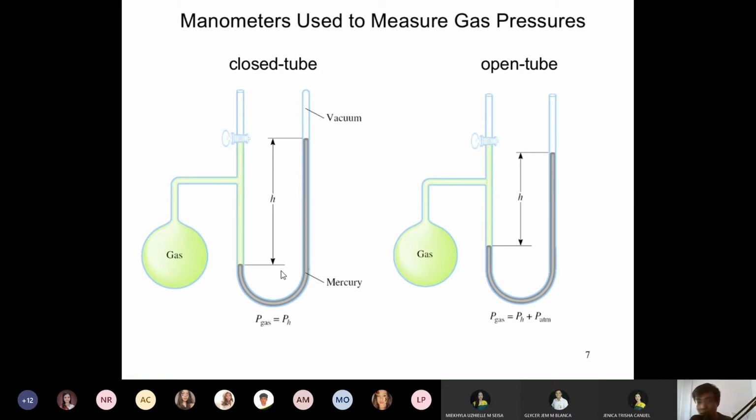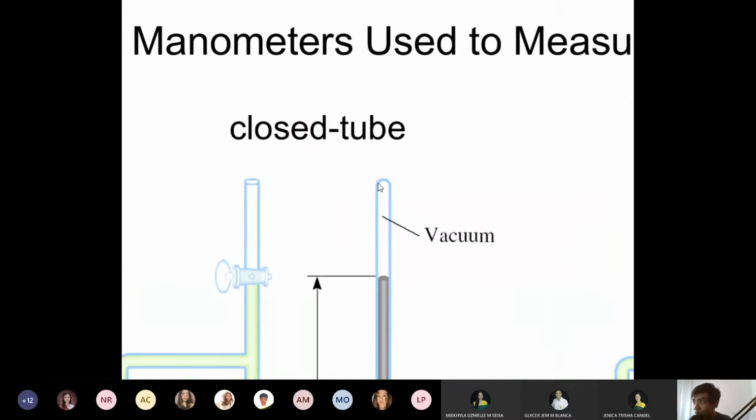Tapos ang ginagawa to get the pressure is that you just get the difference in height. Then, millimeter mercury na yun. So ganun lang ka straightforward. Yung millimeter mercury, you can convert that to atmosphere. Sometimes manometers are closed tube. Sometimes they are open tube. So, ano yung difference? Pag closed tube, close yung ending dito. So, limited lang yung pwede nyo gawin.